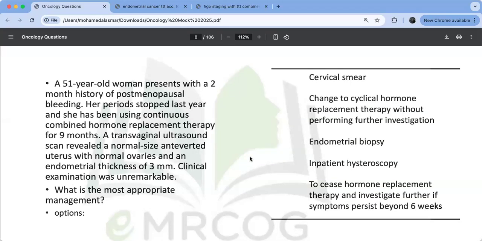A 51-year-old present with 2 months history of postmenopausal bleeding. The period stopped the last year, and she had been using continuous combined hormone replacement therapy for 9 months now. Transvaginal ultrasound revealed a normal size anteverted uterus with normal ovaries and the endometrial thickness of 3. Clinical examination unremarkable. So what you will do? This is 2 months history of postmenopausal bleeding, okay? But the patient had endometrial thickness of 3. What is the most appropriate management?